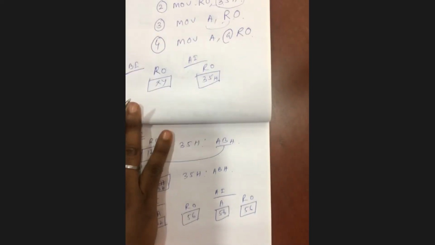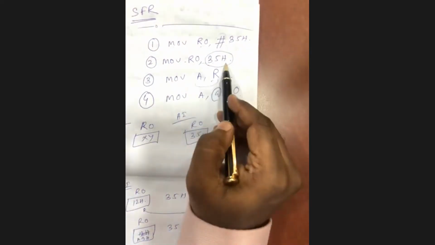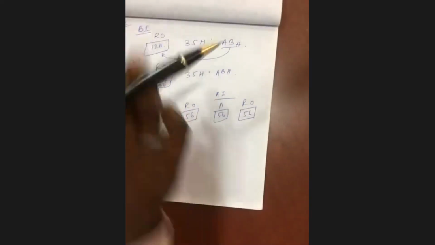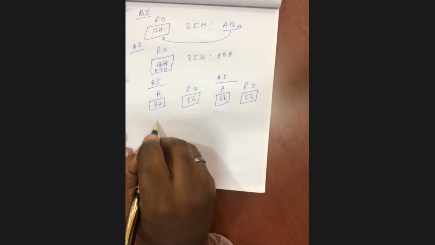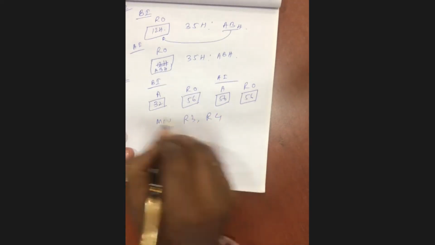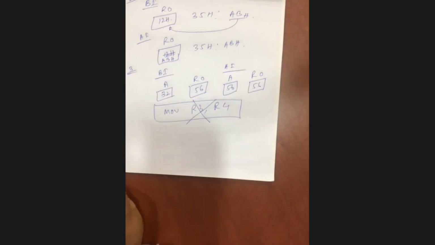Remember, this is called the register addressing mode. This is the immediate addressing mode. This is the direct addressing mode, and this is the register addressing mode. In the register addressing mode, a transfer between R0 to R7 is not possible. Means MOV R3, R4 is not a valid instruction. It's an invalid instruction. Okay.